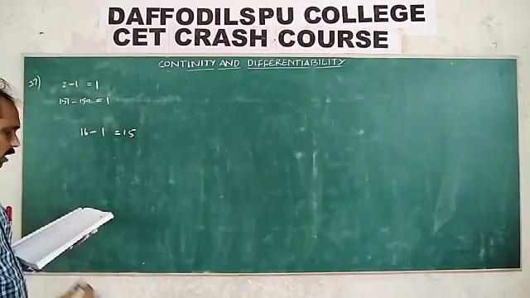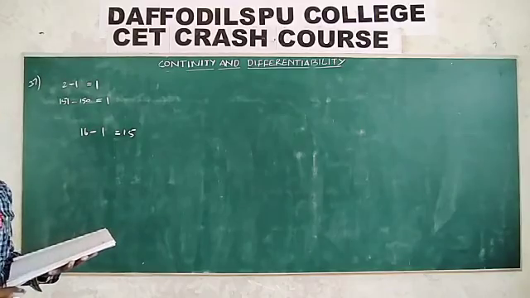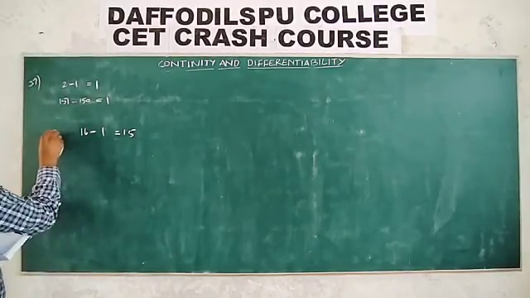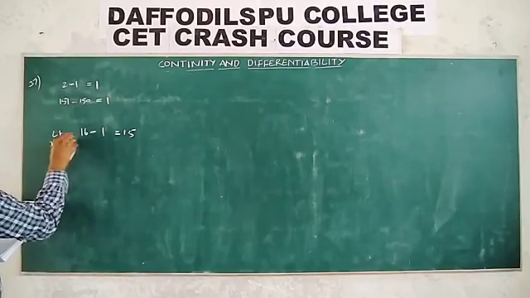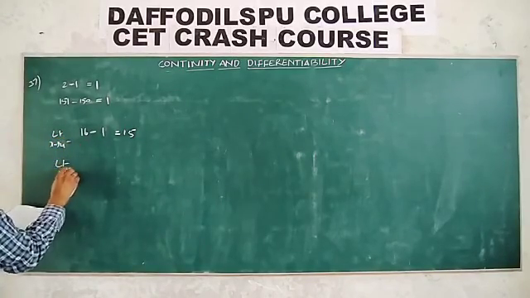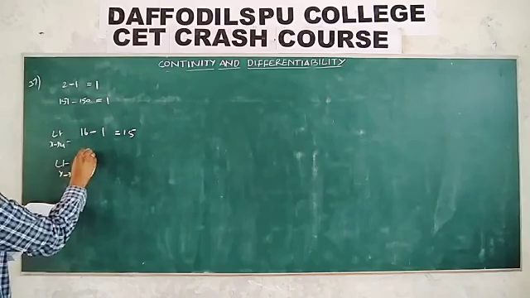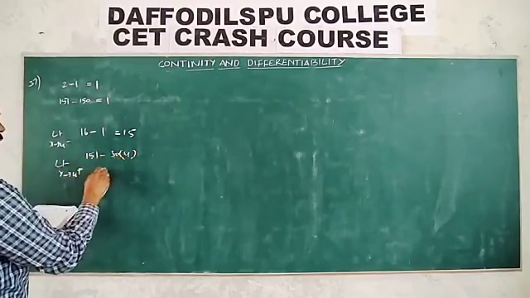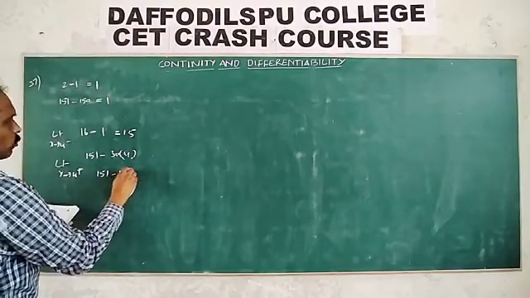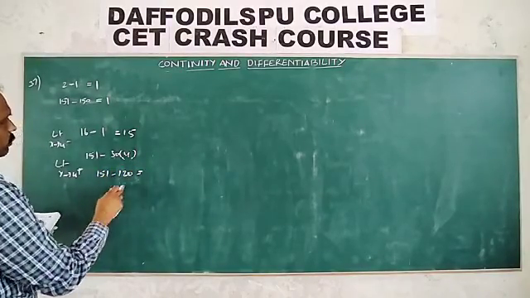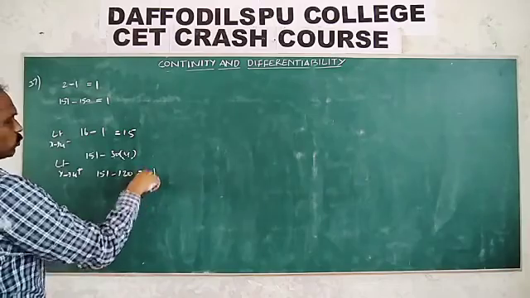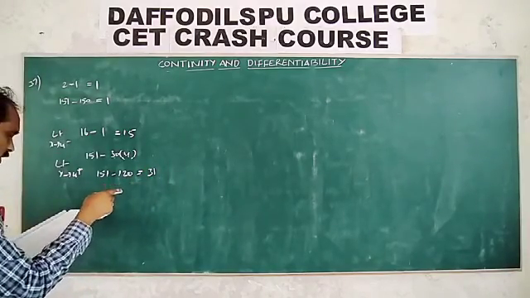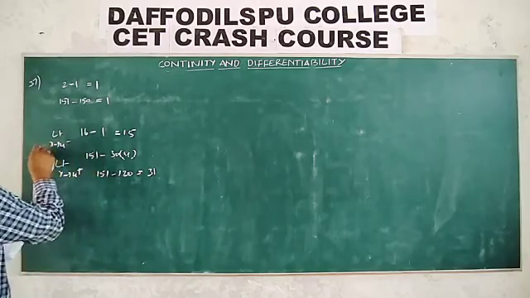Next, right and left. The left function is 2x square minus 1, and for the right it is 151 minus 30x. Left limit extends to 4 minus, right limit extends to 4 plus. The function is 151 minus 30 times 4, that implies 151 minus 120. How much is this value? This value is equal to 31. So it is continuous.